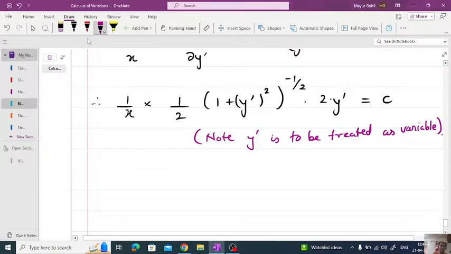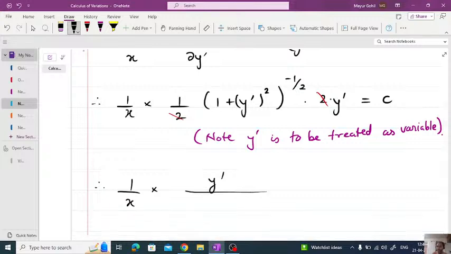So now this 2 and 2 gets cancelled. What is remaining is 1 upon x into y dash in the numerator. That power minus half is there, so it will go in the denominator and it will become 1 plus y dash square, whole power half. Okay, this whole thing will be like this. This is what you will be left with.